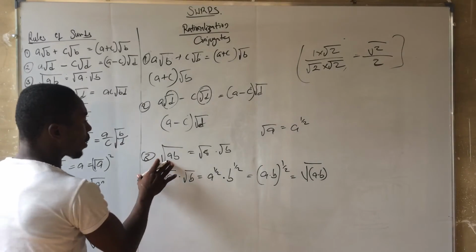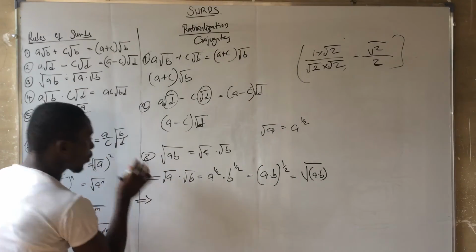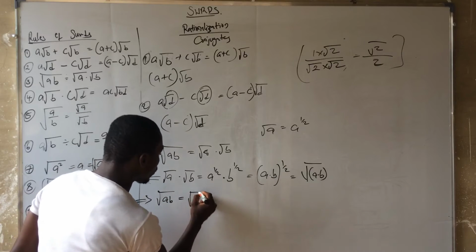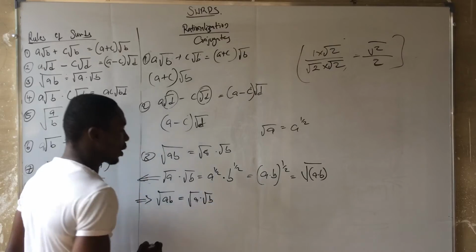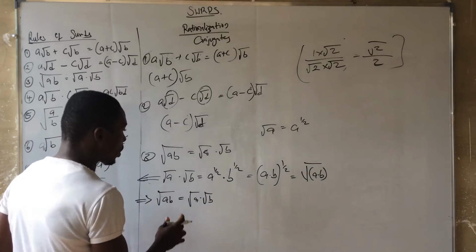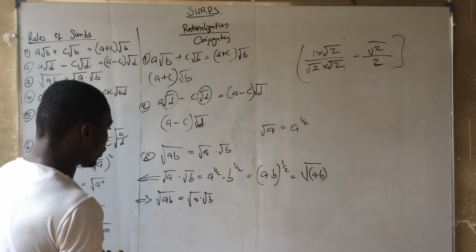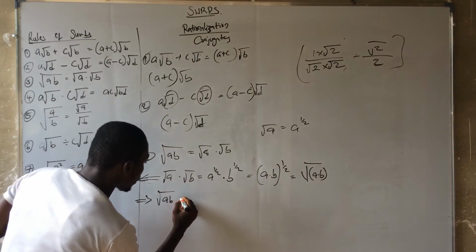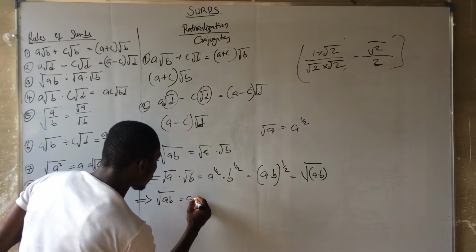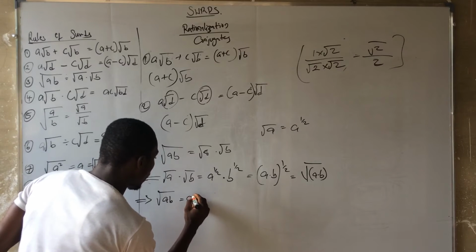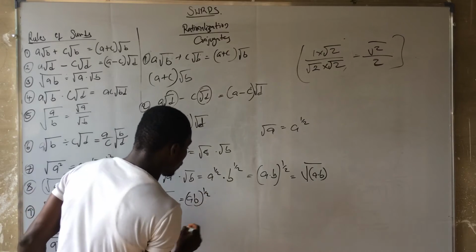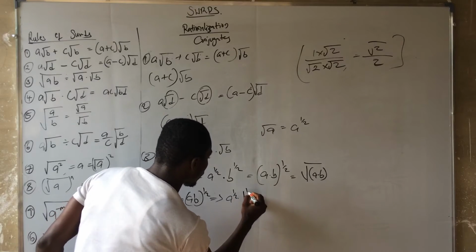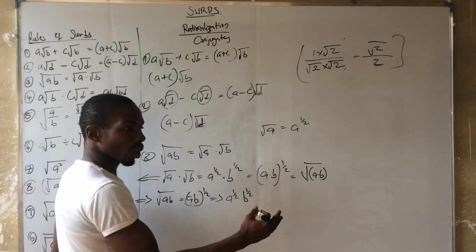So now, if I am to prove from this side, proving from here now, I'll say the root of AB is now equal to the root of A multiplied by the root of B. I will now separate the variables. Now I'll say that this is equal to A multiplied by B, all raised to the power 1 over 2. I'll come again and say that this is A raised to the power 1 over 2 multiplied by B raised to the power 1 over 2. That is opening the bracket.